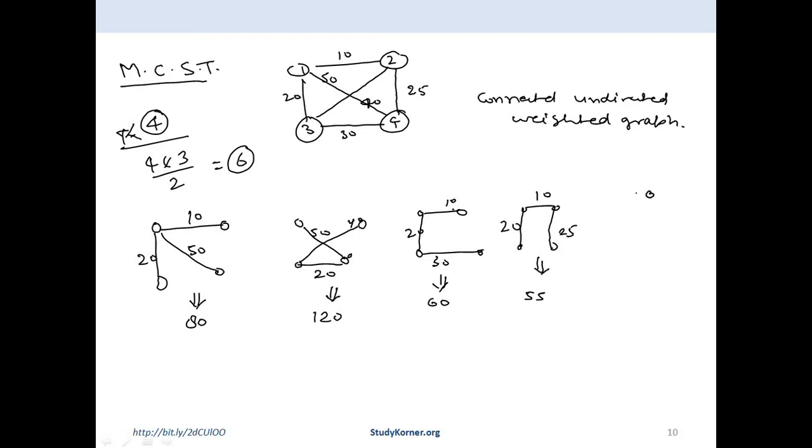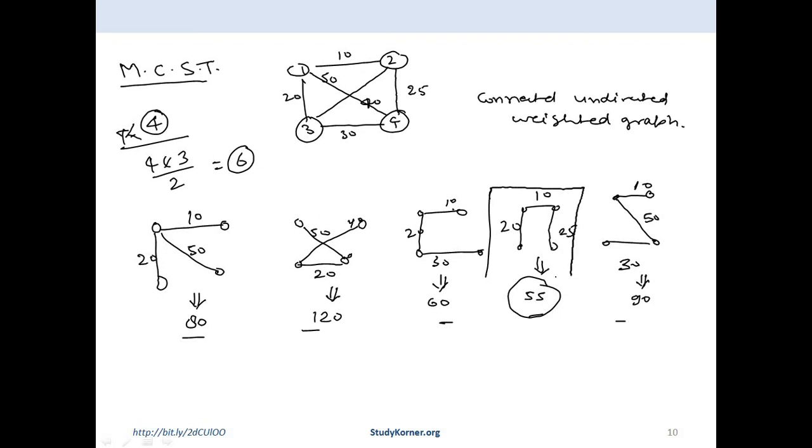Similarly, one more tree can be drawn like this, and the cost is 30 here, cost is 50 here, cost is 10 here. So the total cost is 90. So we do this on a hit and trial basis and calculate the cost for each spanning tree. We have to select the minimum cost spanning tree, meaning the tree which has the minimum cost is selected as the minimum cost spanning tree. So for this combination, this is my minimum cost spanning tree.